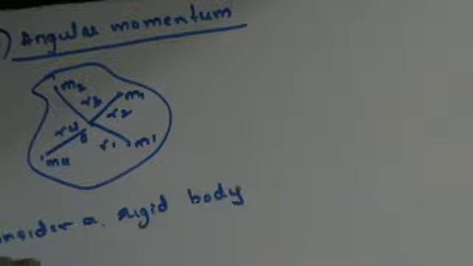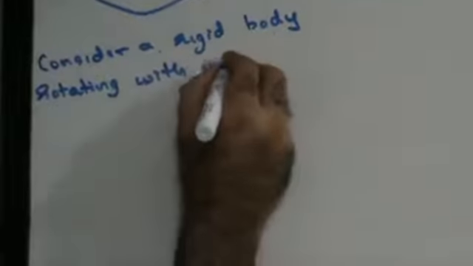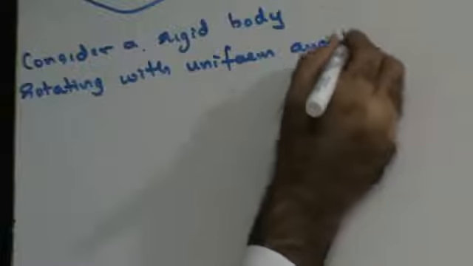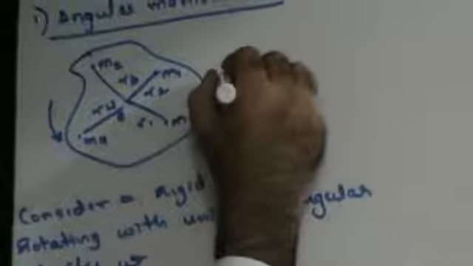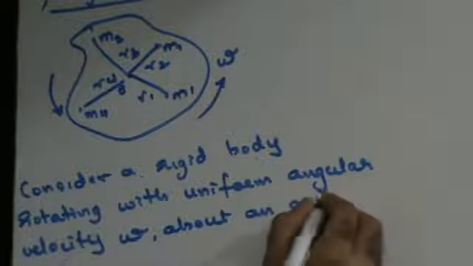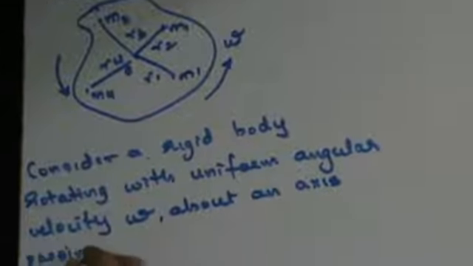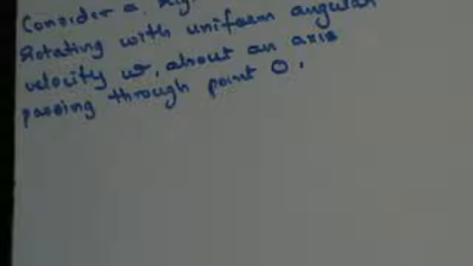So I can say, consider a rigid body rotating with uniform angular velocity omega. So omega is the velocity with which the body is rotating, right, about an axis of rotation, about an axis passing through point O. Now, a section of the body, let's consider a section of the body.